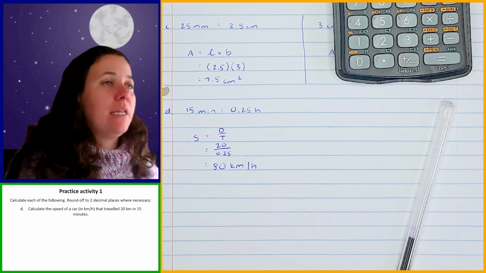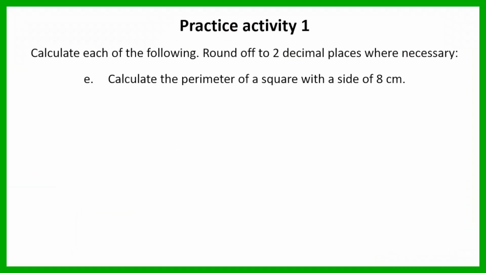Right, then the last one in this section, question E. Calculate the perimeter of a square with a side of 8 centimeters. So I'm going to give you 30 seconds for this question.